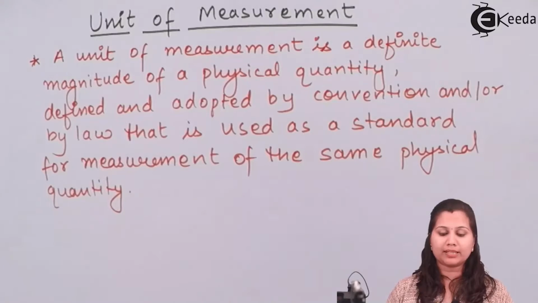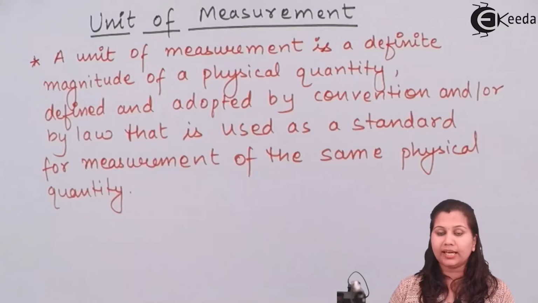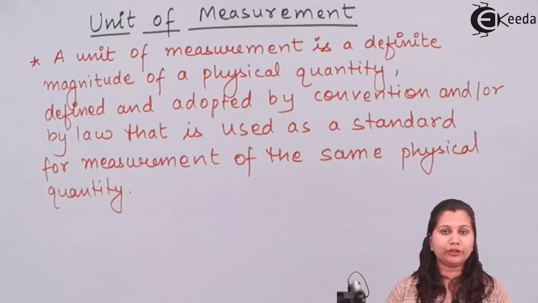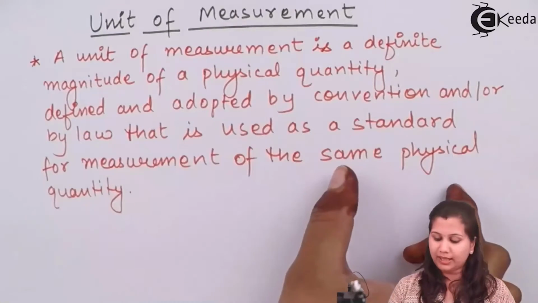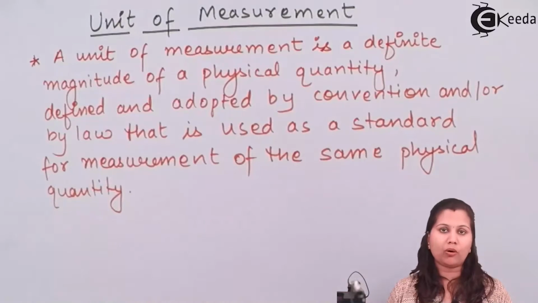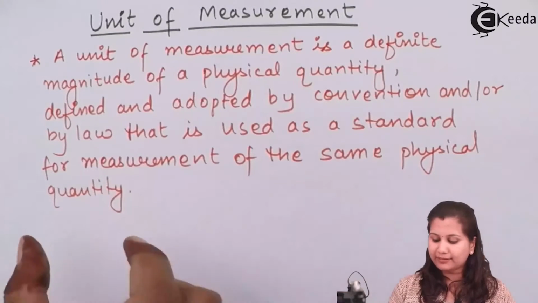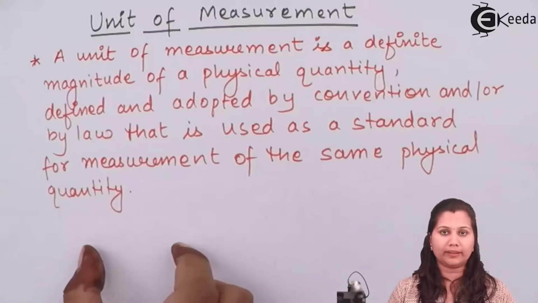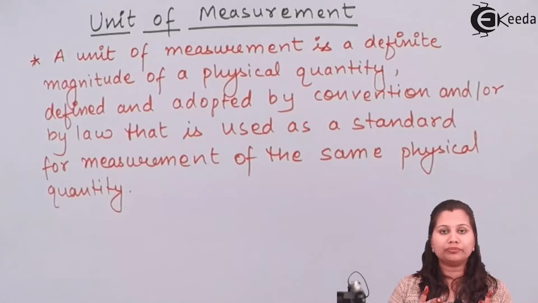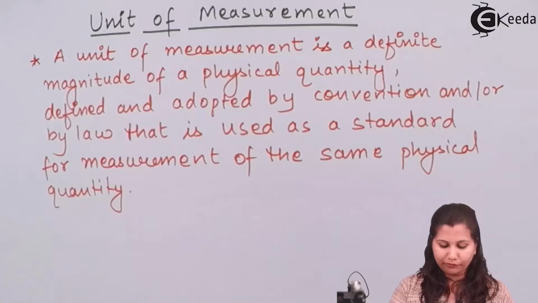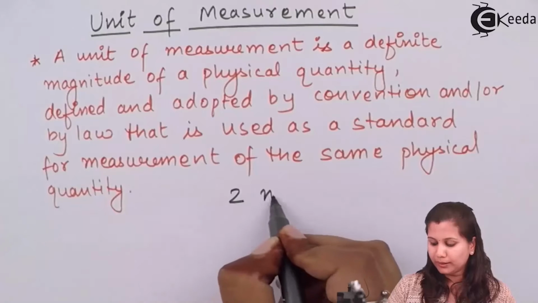The unit of measurement is the basic quantity in a given system of measurement. If we technically define it, it is the definite magnitude of a physical quantity defined and adopted by convention or by law that is used as a standard for measurement of the same physical quantity. Suppose we want to find the length of a paper. We express the length as, suppose, 2 meters.